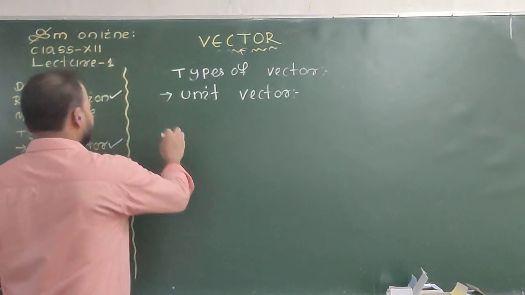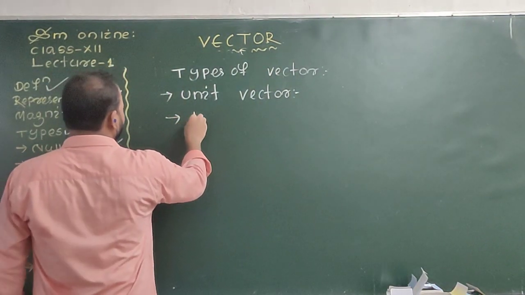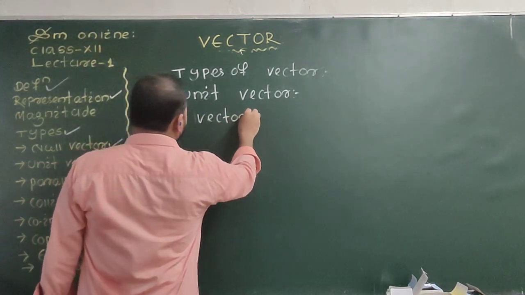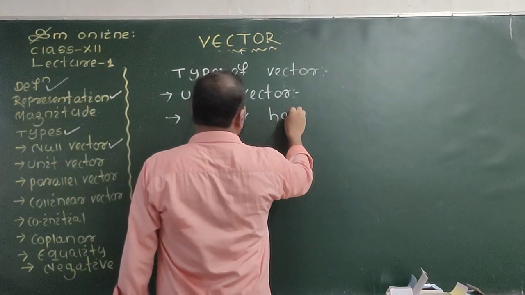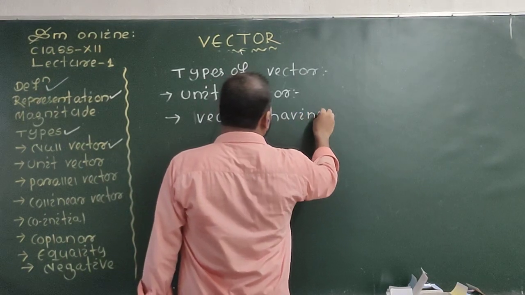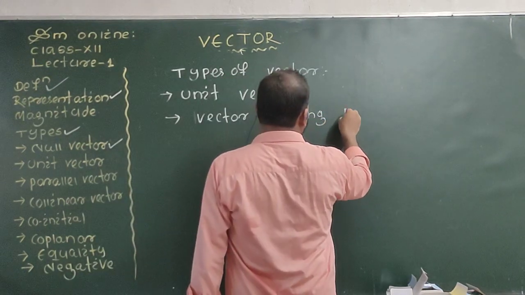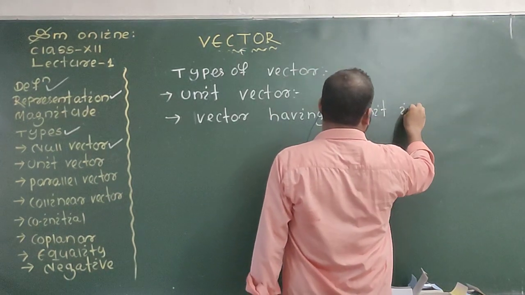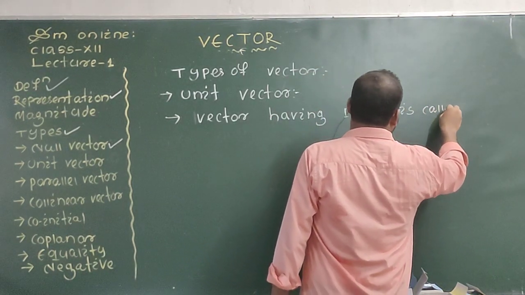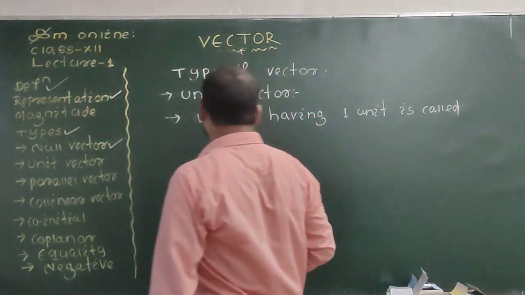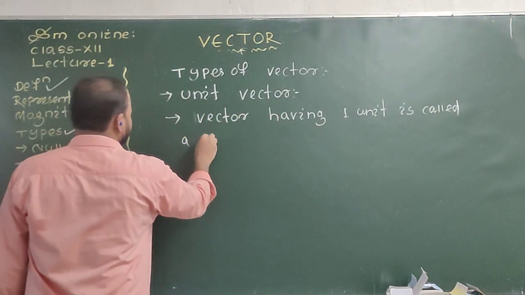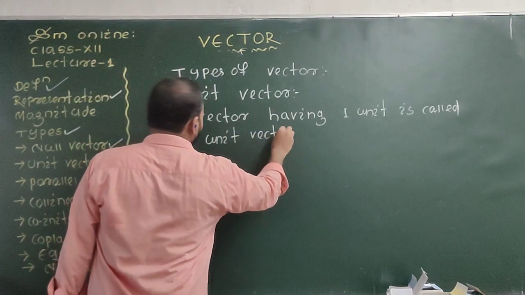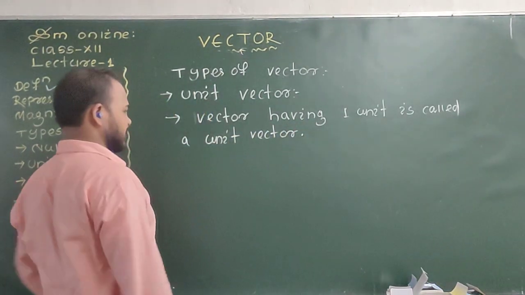Okay, the vector having 1 unit magnitude is called a unit vector. It's called a unit vector.